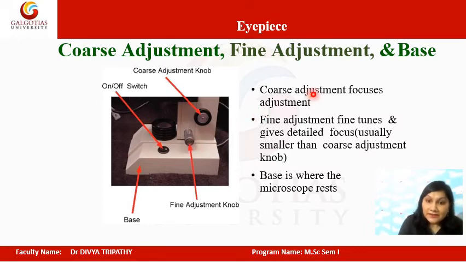Coarse adjustment is used to define the distance of the object from the objective lens to get a clear image, and the fine adjustment knob is used to get the detailed focus of the smaller parts of the object, and the base is where the microscope rests. I am going to explain the application of these two types of knobs by an example.